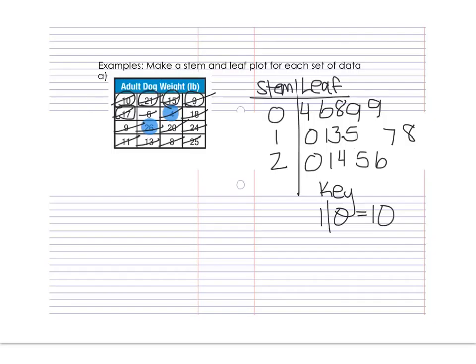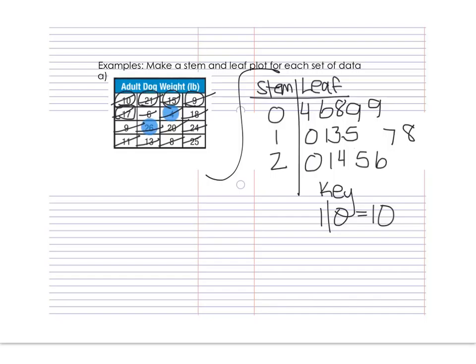And I did miss one thing on here. Anytime you're making a display of the data, and a stem and leaf plot is considered to be a display, it's kind of like a graph that you would probably do in your science classes. We always want to make sure that we're labeling our graph. And so we can get that title from our table. So I'm going to label, title, the graph to be adult dog weight in pounds. So that way, again, the reader knows what a stem and leaf plot really means.